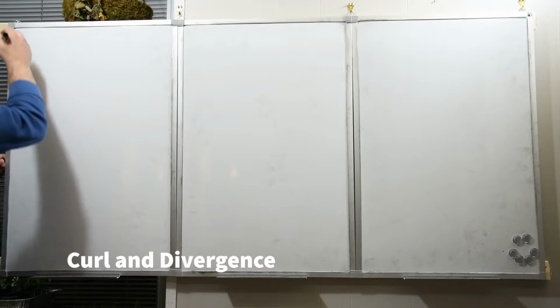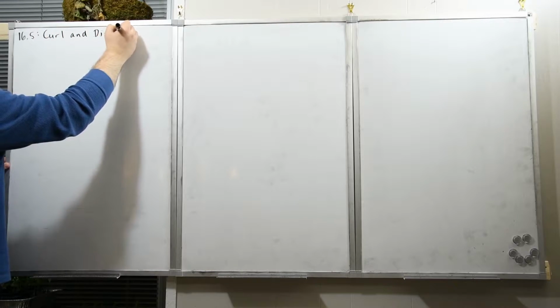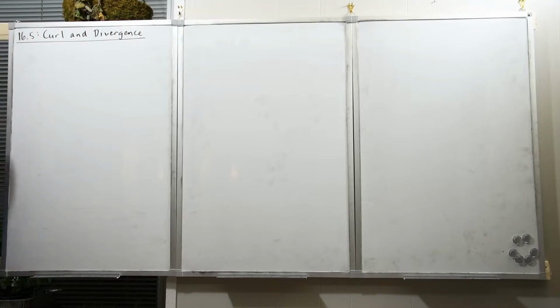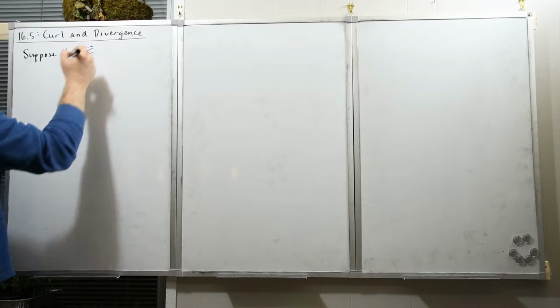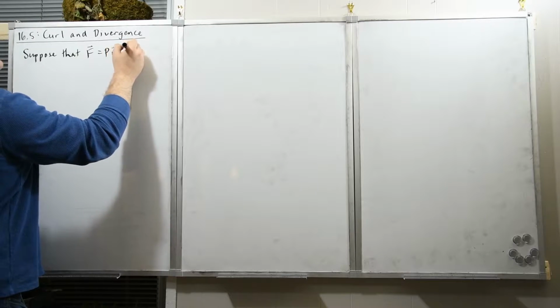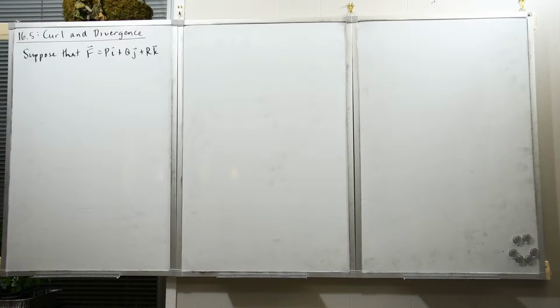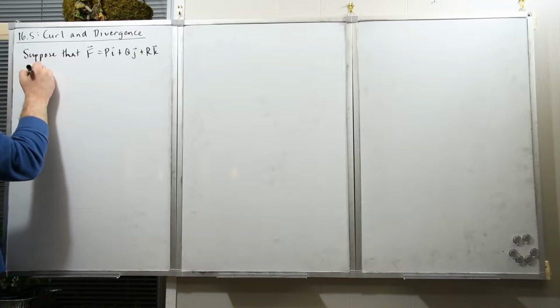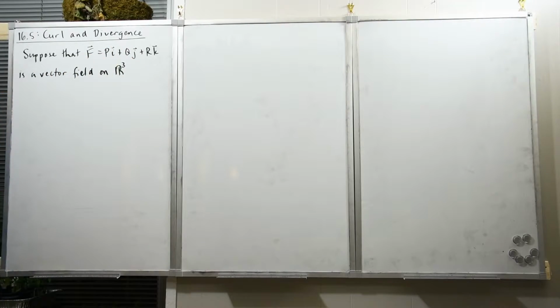So this time we're taking a look at section 16.5, which deals with curl and divergence. So we're going to be taking a look at a vector field F. Let's say that F is represented as F equals Pi plus Qj plus Rk. So this is a vector field on R3.